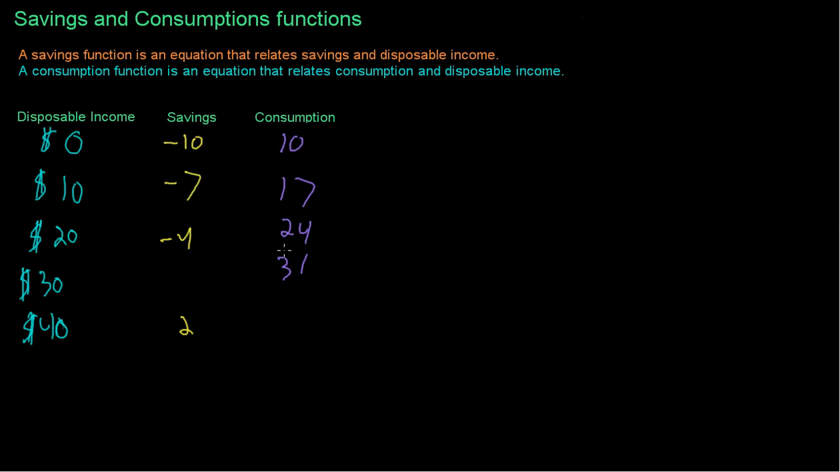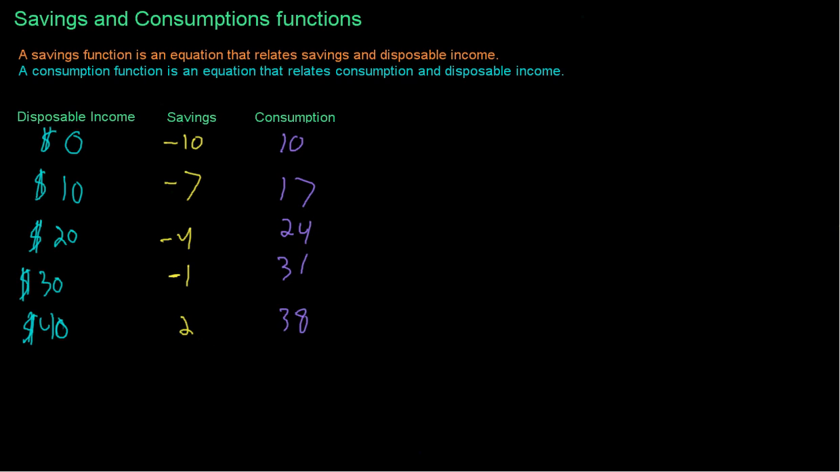Now, if I have $30 in disposable income, and I consume $31 worth of stuff, I must have taken $1 out of my savings. And finally, you guys should kind of have the hang of it by now. If I have $40 of disposable income and I save $2, then I've consumed $38 worth because I put away $2 into my savings.